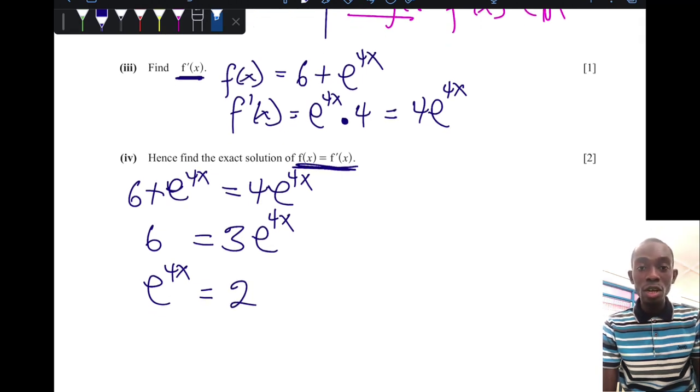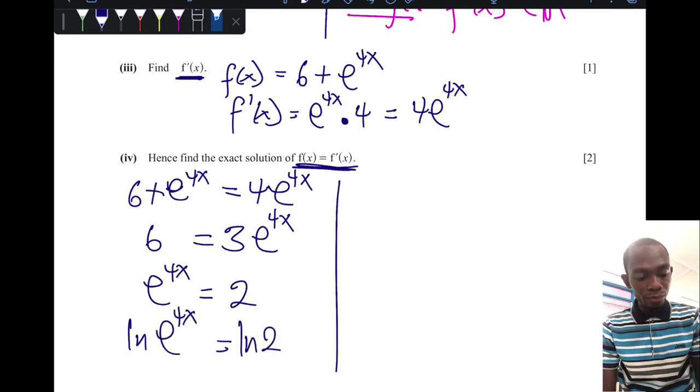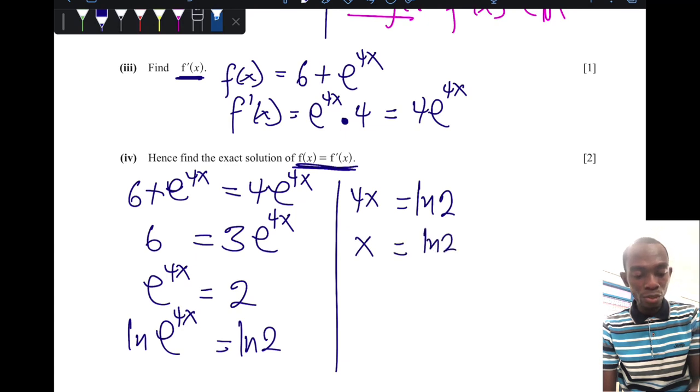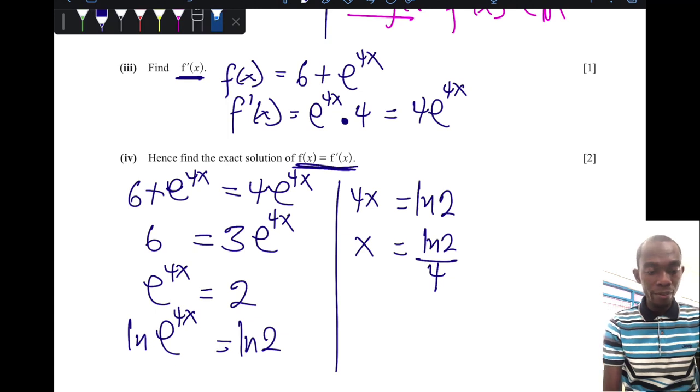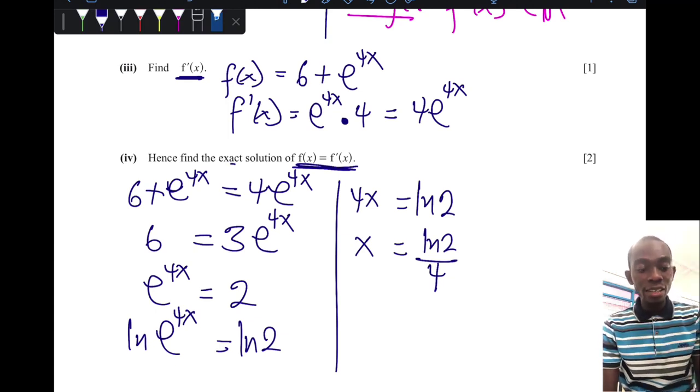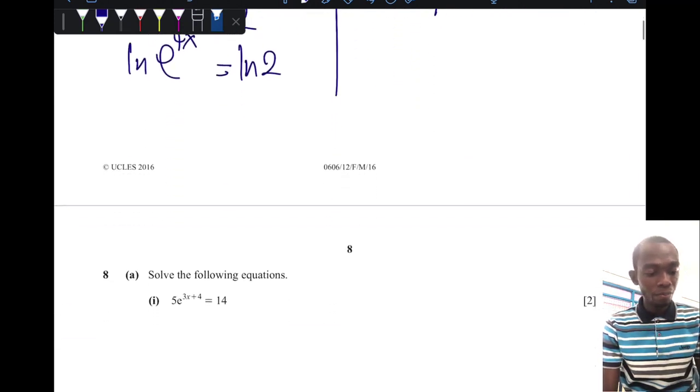Take the natural log of both sides, that gives you this is equal to ln 2. Alright, so you have 4x is equal to ln 2. So x is basically ln 2 over 4. Okay, so that's how to go about it. So they said the exact, so you don't want to put this on the calculator, no. Leave it like that, alright, in ln form.